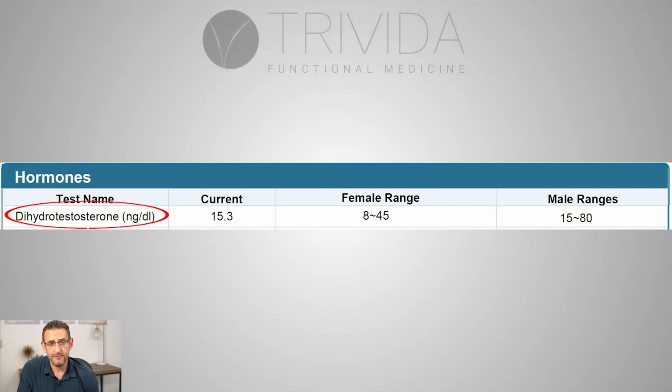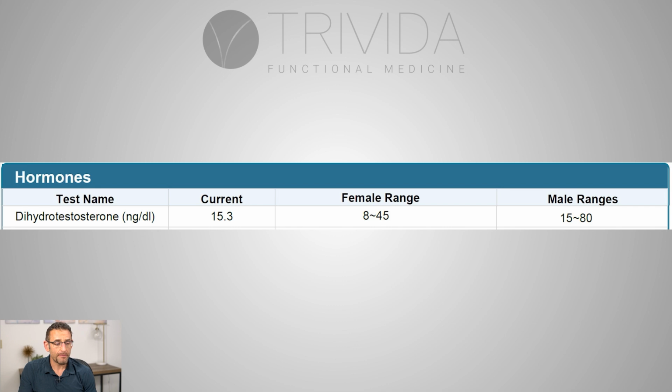Dihydrotestosterone is a breakdown product of testosterone, and we talked about those levels being about 25 in women and closer to 50 in men. This is a very active form of testosterone, so we want to make sure that it's not too high, but also not too low.